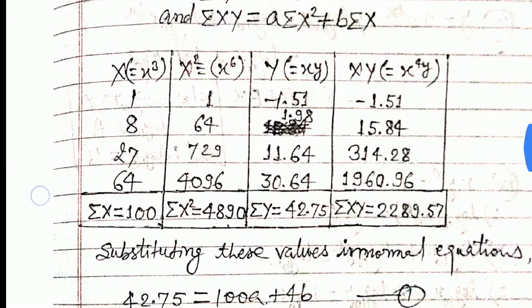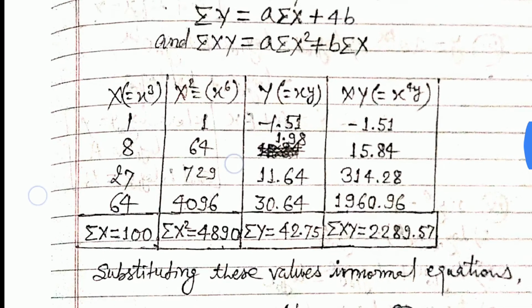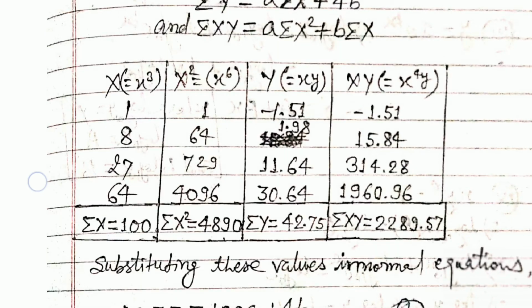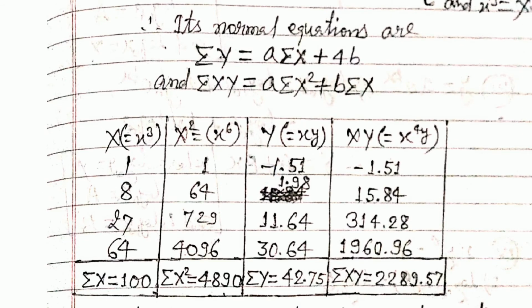Then we find these values. There is capital X, that means small x cube, then capital X square, capital Y, capital XY. What we have to find in these columns are the quantities expressed in the normal equations: capital Y, capital X, capital XY, capital X square, capital X. That's why we find these columns.